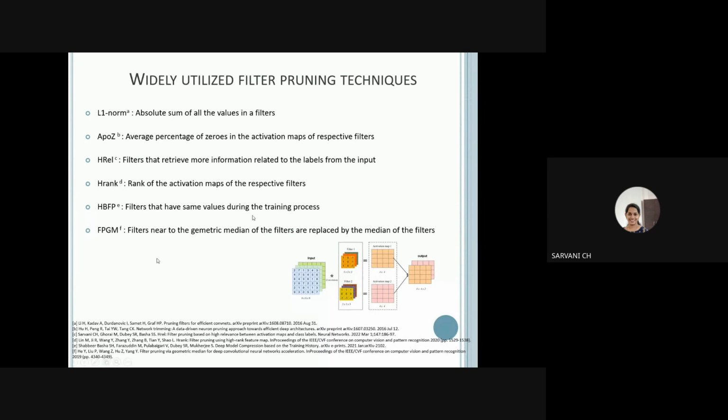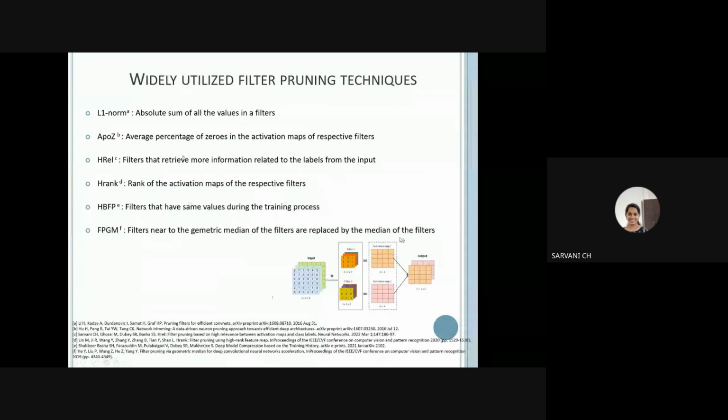And next is one more important work. This is FPGM, where the geometric median is used. Here they calculate a geometric median from the group of filters, and the complete set of the filters which are near to a particular geometric median, they replace all those filters by the median of the filters. So the entire set of filters which are very near to a particular geometric median are completely removed and replaced by the median of the filters.